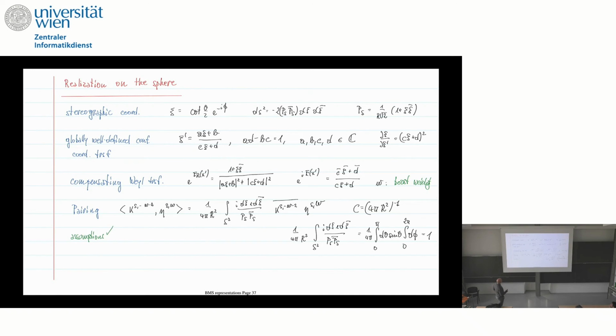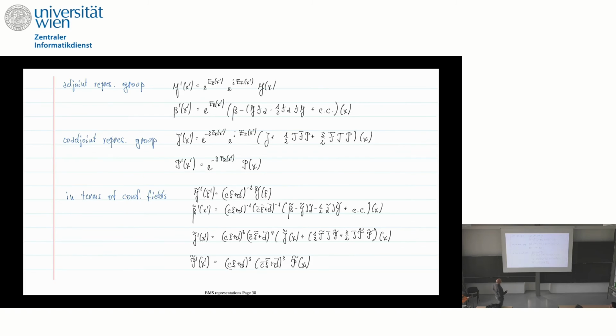Of course, you can do things a bit more explicitly, and then you can do the representations of the group. In general, there is no guarantee these representations are irreducible. They are just representations. Here is the adjoint representation of the group in these terms, and the co-adjoint representation of the group, and in terms of conformal fields, you get these formulas that you have seen maybe in different contexts, but what is fixed is all of these weights, just from group theory.